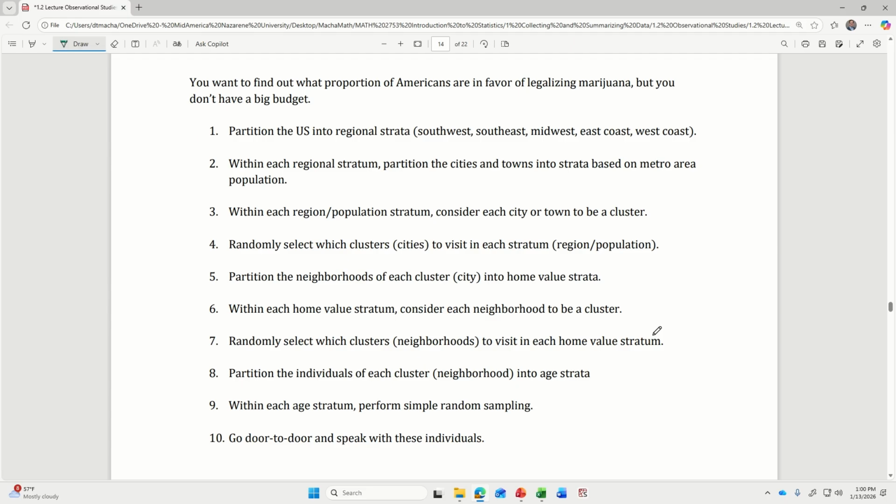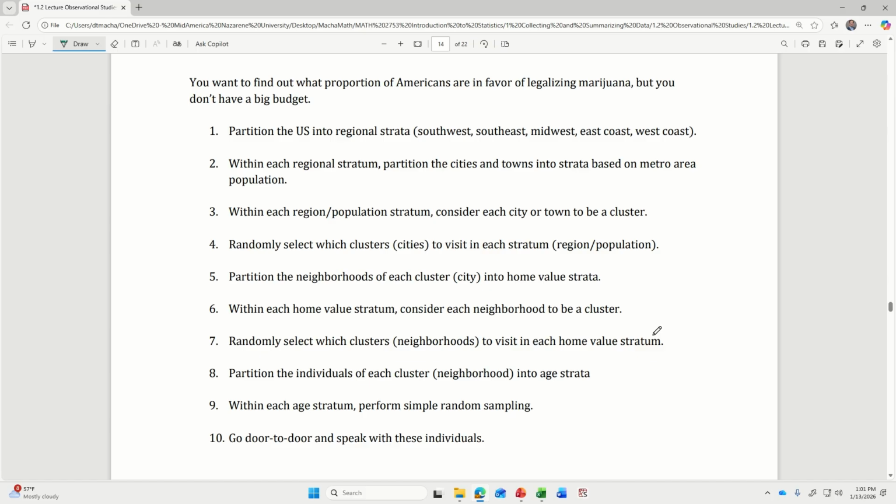Partition the individuals of each neighborhood into age strata, because people who are older, people who are younger have different ideas about marijuana. Within each age stratum, perform simple random sampling, go door to door and speak with these individuals. So yeah, this is a lot of steps. This is a really crazy abstracted sampling method that has a lot going on here. But it's a really difficult problem to take a population of 300 million people and break it down into small enough groups where you can just go door to door and ask people some questions and keep your budget low.